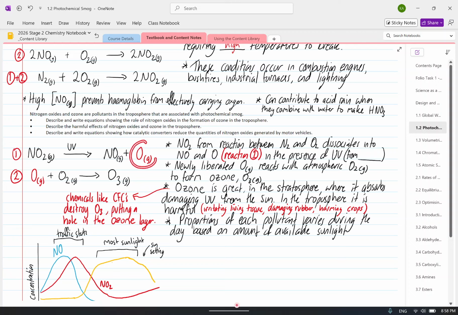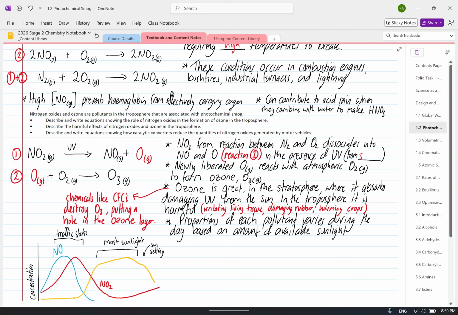Now it's this oxygen atom here that goes on to react with an oxygen molecule in the air to form our O3 molecule, which is ozone. Now, from our first dot point, we see that NO2, from the reaction between N2 and O2, will dissociate into our nitrogen oxide and our free oxygen atom, which is our reaction 1, in the presence of UV.